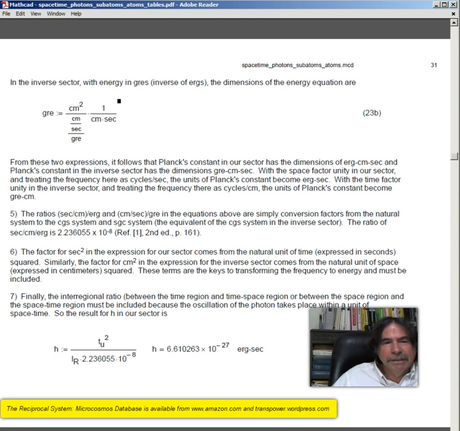6. The factor for second squared in the expression for our sector comes from the natural unit of time expressed in seconds squared. Similarly, the factor for centimeters squared in the expression for the inverse sector comes from the natural unit of space expressed in centimeters squared. These terms are the keys to transforming the frequency to energy and must be included. 7. Finally, the interregional ratio between the time region and the time-space region, between the space region and the space-time region in the cosmic sector, must be included because the oscillation of the photon takes place within a unit of space-time. So, the result for h in our sector is t sub u squared divided by I sub r, the interregional ratio, times 2.236055 times 10 to the minus 8.